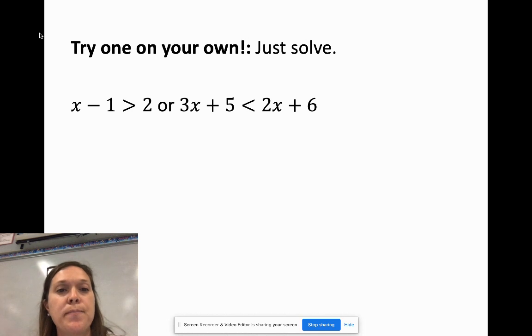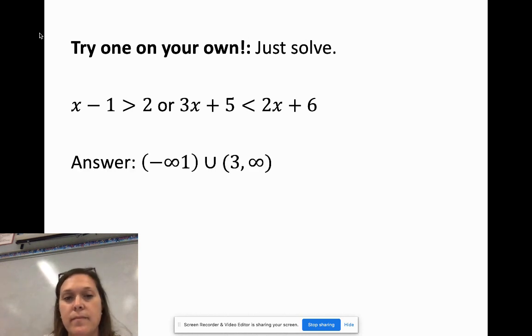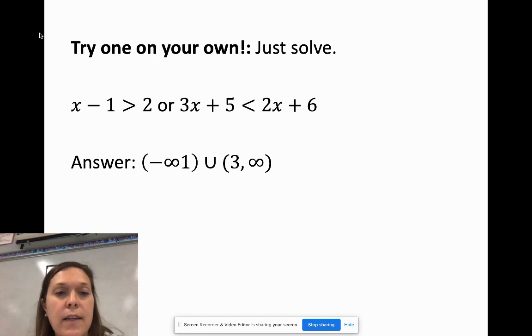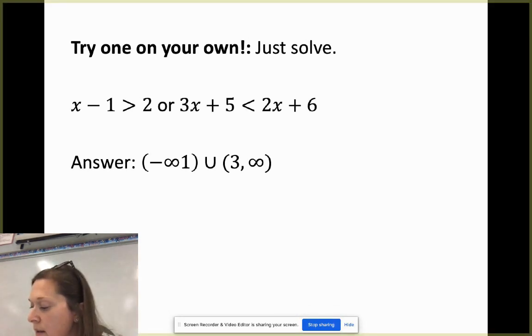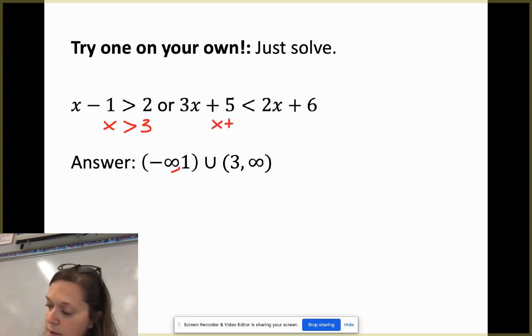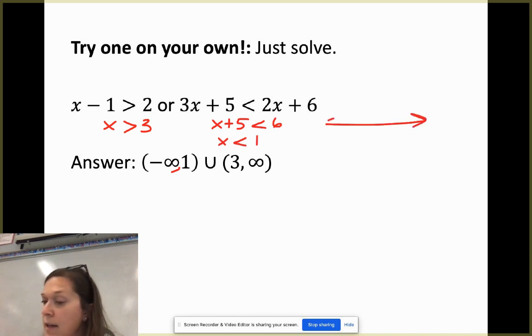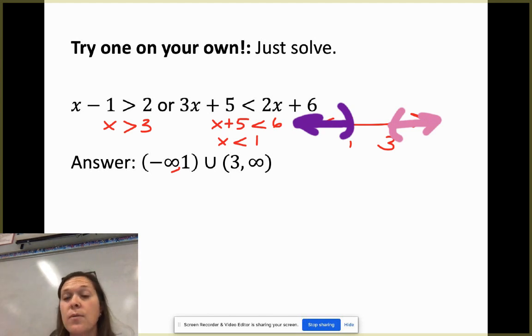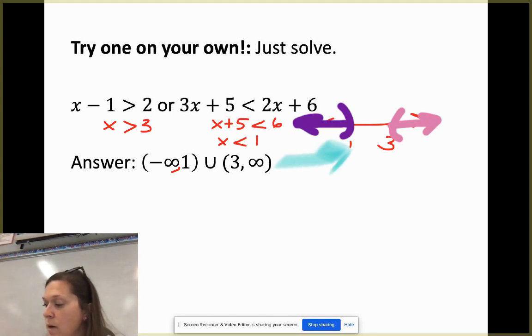Go ahead and try this one on your own. Hopefully you got an answer of negative infinity to 1, union 3 to infinity. So where does that come from? Here you get x is greater than 3. Here we get x plus 5 less than 6, so x is less than 1. On the number line, 1 is smaller than 3. Shading wise, 1 is that way, 3 is this way. So when you take the union of those, it's negative infinity to 1, union 3 to positive infinity.